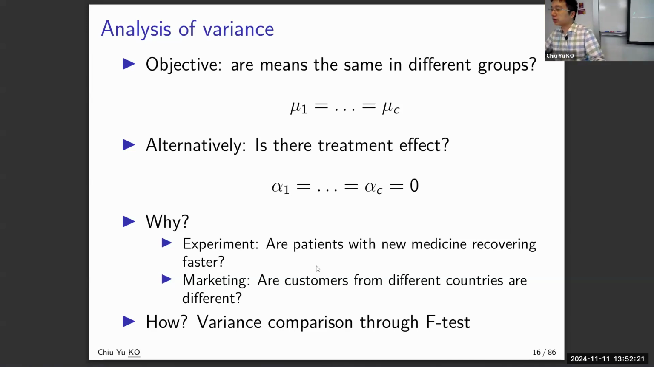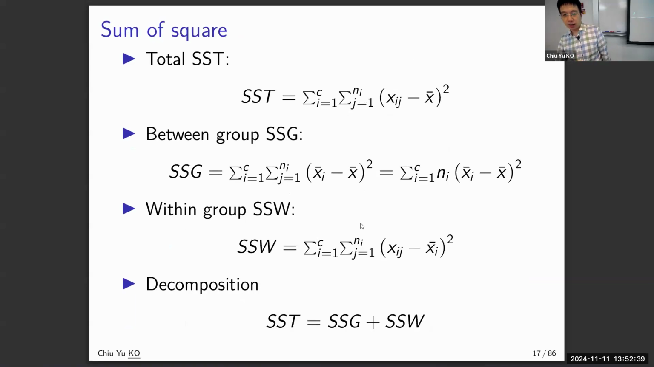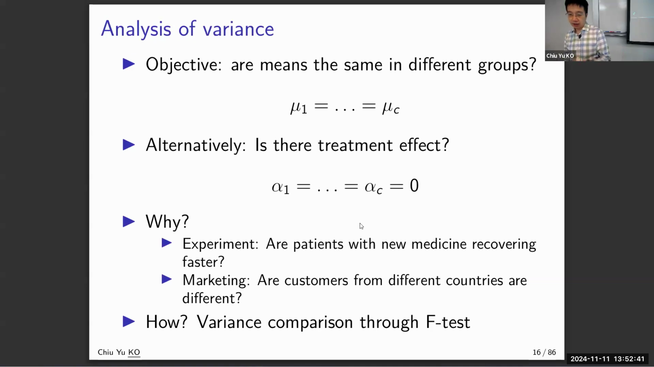Or simply, right, the easiest is portfolio, right? You want to see whether the mean return of different stocks are the same or not, right? Well, of course, data look different, but you want to test the same or not, right? So the idea is you compare the variance with the F test. Why? Let's see the example, then you will understand what's going on.